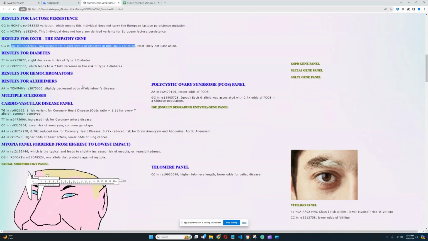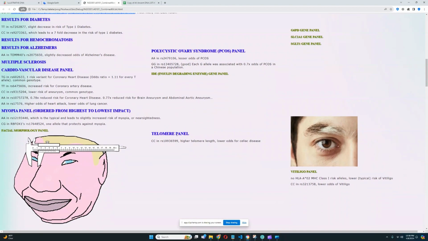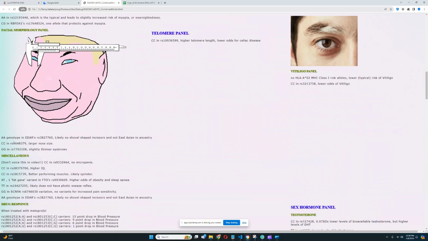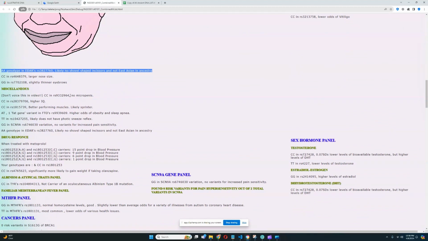And it looks like we're going to skip all that. I don't really know how to cover this, to be honest with you. He's got this genotype which corresponds to larger nose size, and this genotype which corresponds to slightly thinner eyebrows. He does not have East Asian genotype in EDAR. All right, pretty typical. No micropenis.